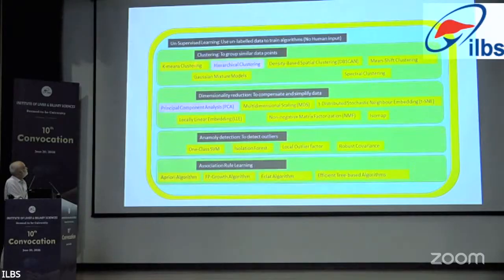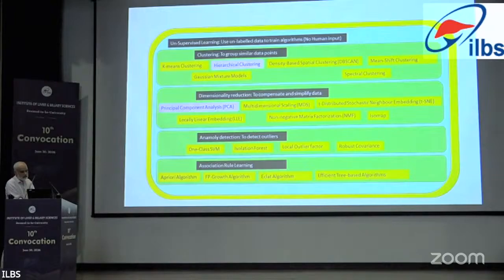Then unsupervised learning, there is no human input. We don't know what the output is. Then clustering can occur. Similar data points are clustered together. We know of hierarchical clustering. Dimensionality reduction, we know of principal component analysis. Then there is anomaly detection to detect the outliers. And there is associated learning.